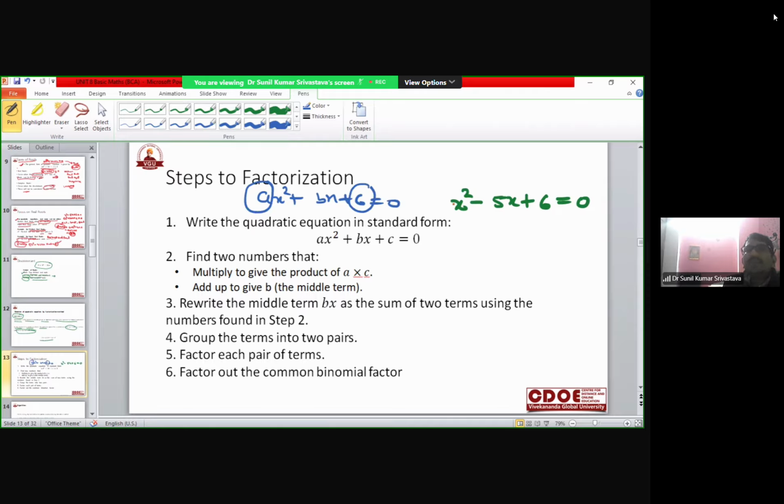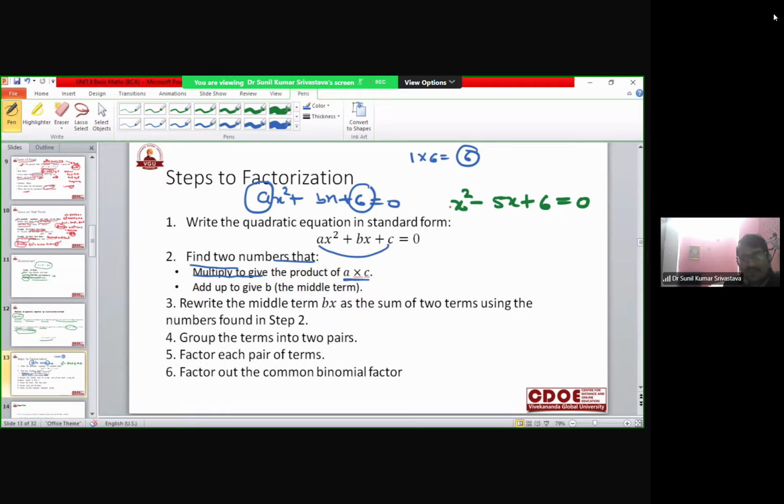Here the coefficient of x² is 1 and the constant is 6. So 1 into 6 is equal to 6. We have to find the two numbers such that they multiply to give the product a into c. We should just find a into c, so we have to multiply a into c.